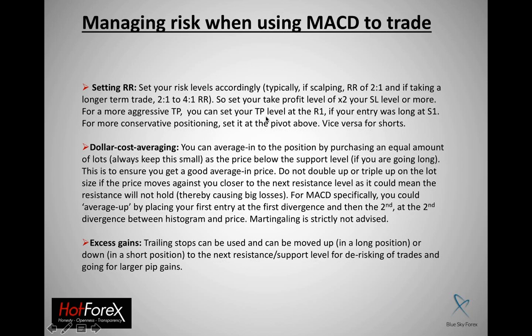For the actual setting of your take profit levels and your stop loss levels, you can set your take profit level at the nearest resistance. Let's say if you took a long entry at S1, which is the nearest support level. For those of you that know support and resistance level theory, you can place your take profit level all the way at R1. For those of you that are more conservative in your positioning and you have slightly tighter take profit and stop loss levels, you can set it simply at the pivot. And the vice versa holds true for short positions.